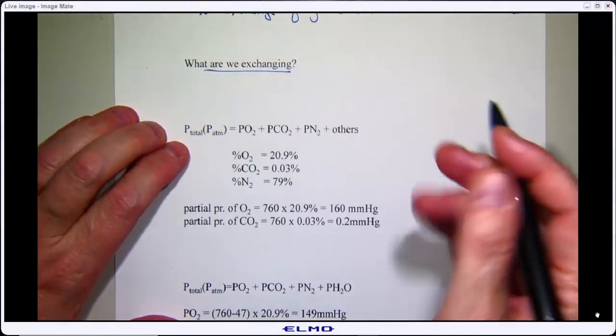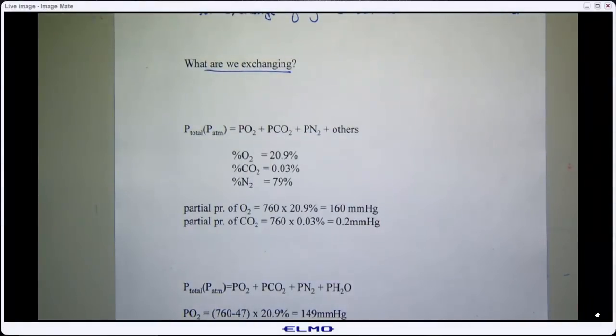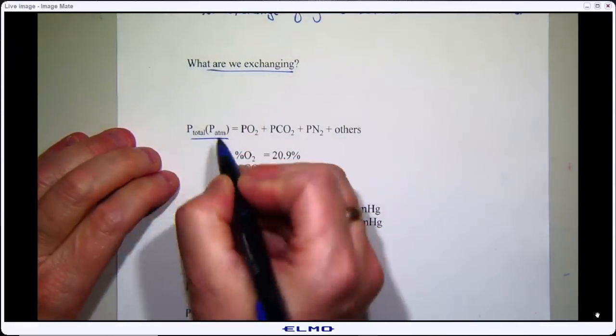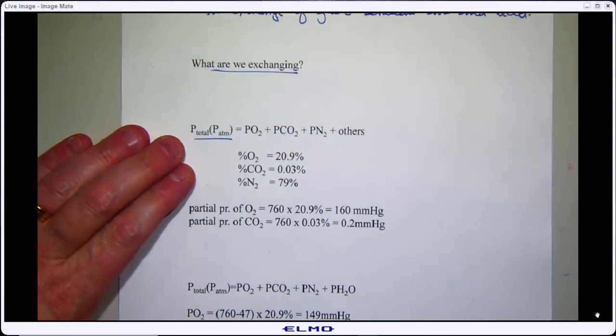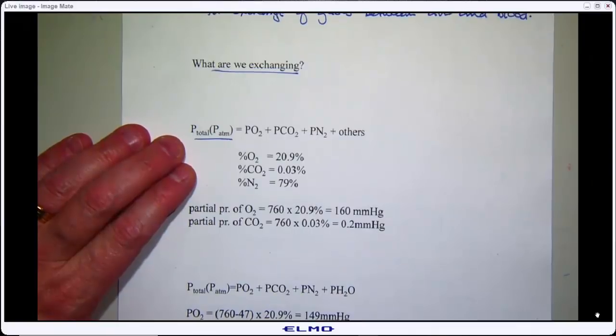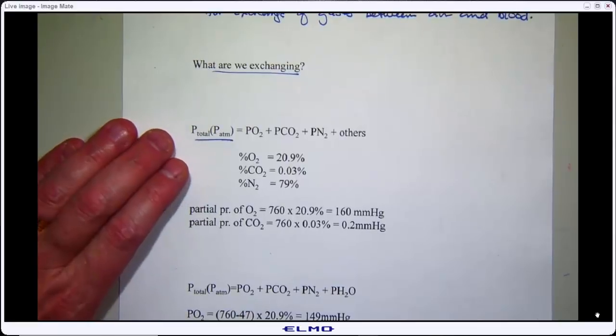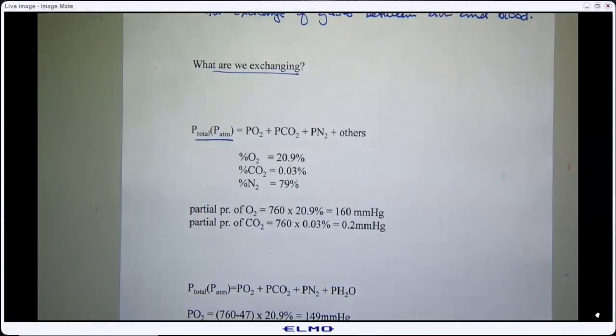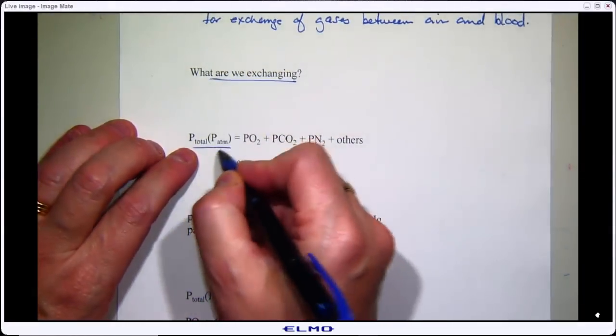So if we think about what we are exchanging, oxygen and CO2 in the air, that's what we want to bring in close proximity to our blood, right? We have a total pressure of all of the gases in the air, and the gases that make up the air are oxygen, CO2, nitrogen, and a bunch of other little stuff that we're really not going to consider because the body doesn't consider them. Other organisms might, we apparently don't. So this is atmospheric pressure, right?